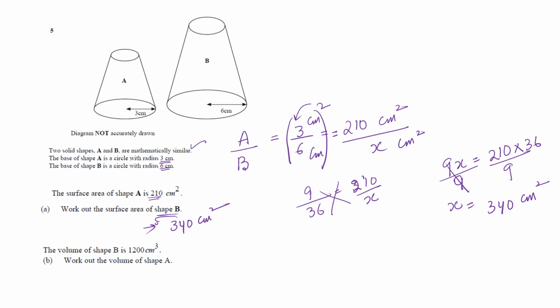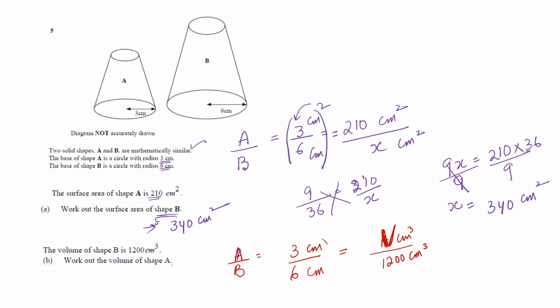Now the second thing is they are asking you to work out the volume of shape A if the volume of shape B is 1200 centimeter cube. Again, write down the same thing. Let me choose the red color. So A over B equals 3 centimeters over 6 centimeters, the radius. This is given to us. The volume of A is not given, so I am writing here A as it is, or V or X, up to you. And the volume of B is given: volume of B is 1200 centimeter cube.